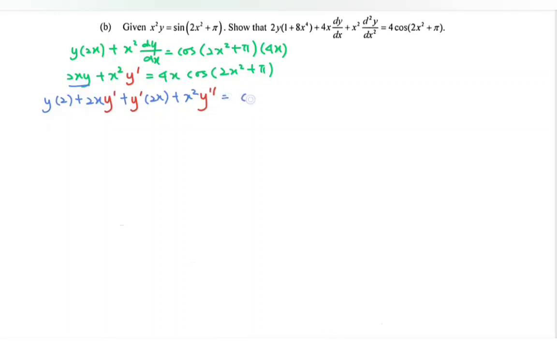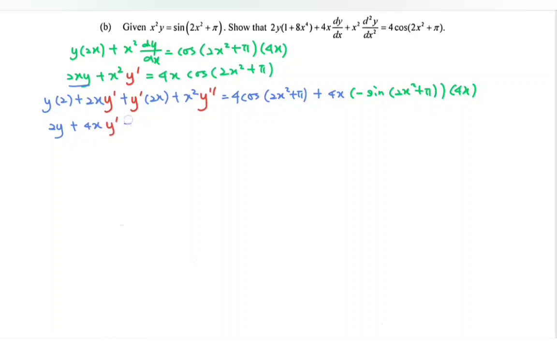Continue. We have cos bracket 2x squared plus pi. Differentiate the 4x, and we will have 4. Plus, we have 4x. If we differentiate the situation, we will have negative sine bracket 2x squared plus pi. Kindly differentiate the internal function, and we will have 4x once again. Rewrite the situation. So in here we have 2y, and then in here we can say 4x, and then we have y prime.